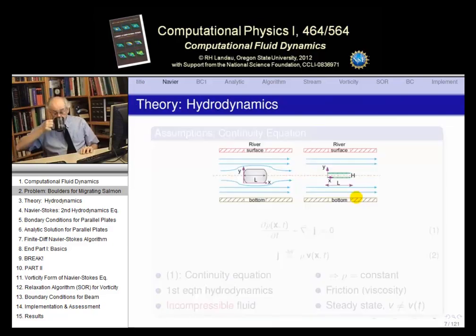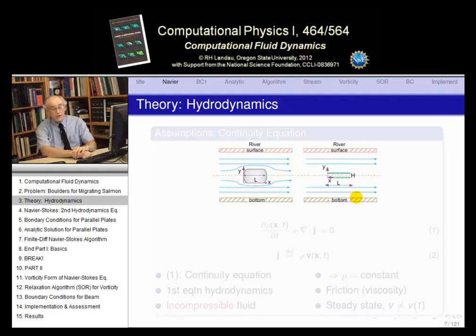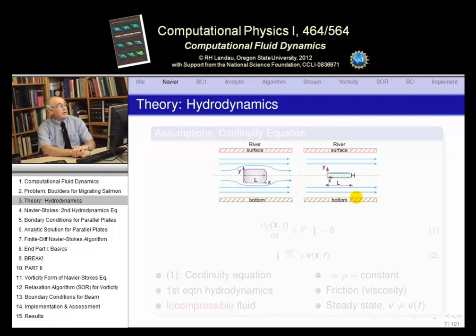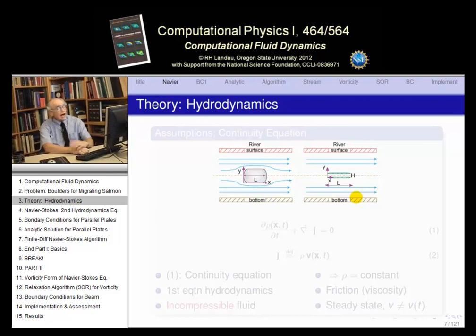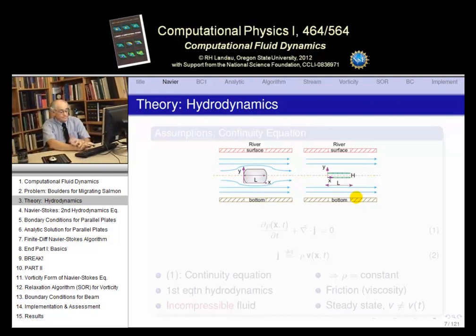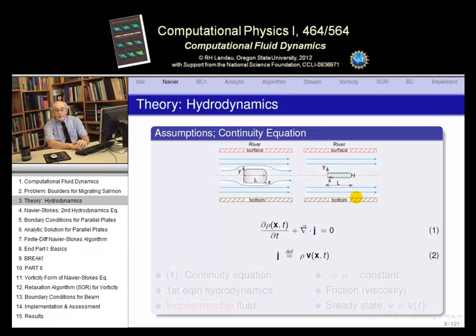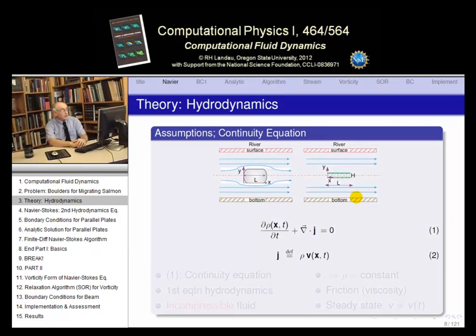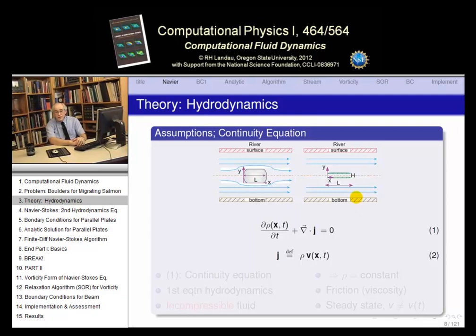Next slide. Okay, so this slide introduces us to the theory we'll use, and the theory is hydrodynamics or fluid dynamics, hydro referring to water, but hydrodynamics referring to any fluid. A little inconsistency. Okay. Two assumptions we make. The first assumption is the continuity equation.